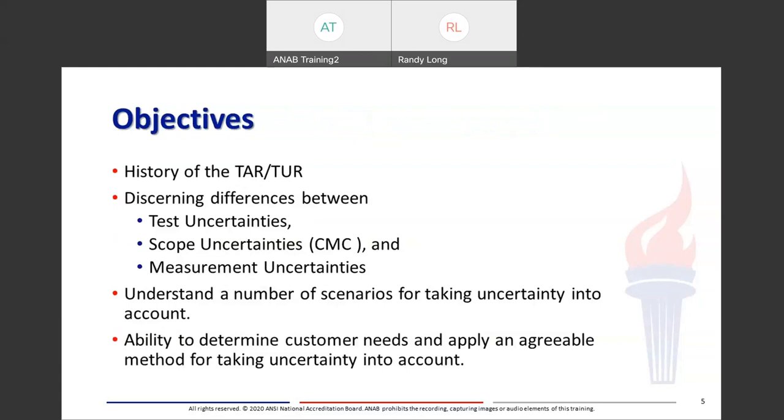Part of the objectives here, we'll look at the history of the TAR and TUR. We'll discern differences between test uncertainties, scope uncertainties, and measurement uncertainties. Understand a number of scenarios for taking uncertainty into account when making a statement of conformance, and an ability to determine customer needs and agreeable method for taking uncertainty into account.